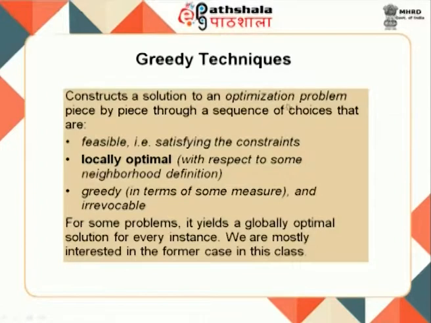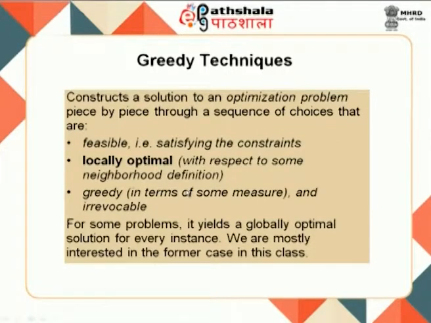It constructs a solution to an optimization problem piece by piece through a sequence of choices that are feasible, according to the situation you have now. Satisfying the constraints, it is locally optimal, which is what I was trying to tell you, with respect to some neighborhood definition. For saying locally optimum, you have to define something called a neighborhood. Then greedy in terms of some measure, and it is irrevocable, in terms of time, in terms of choice, whatever. For some problems it yields a globally optimal solution also, sometimes it need not. We are mostly interested in the former case in this class; we are not bothered if it does not give you an optimal global solution.